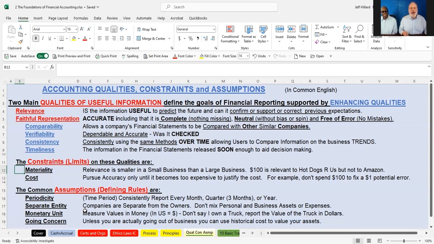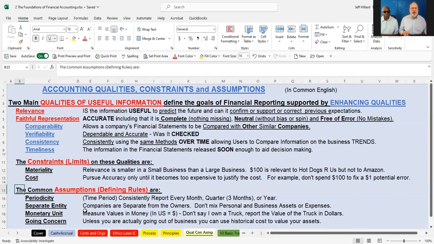Materiality means relevance is smaller in small businesses than large businesses. So a $100 error in Hot Dogs R Us would make a difference. It wouldn't make a difference in a company the size of Amazon. So, you know, how big is big? The other one is cost. You're going to pursue accuracy, but you don't do it to the point where it puts the company out of business. You don't spend $100 to fix a $1 potential error.